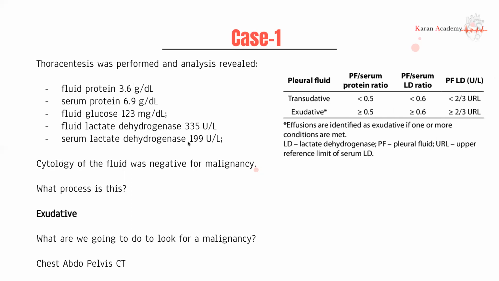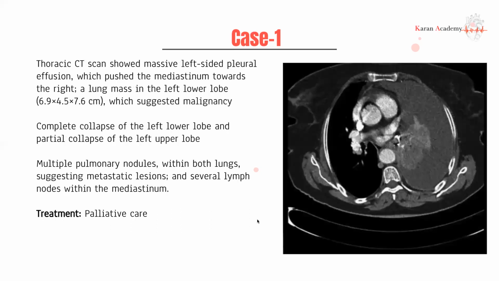And the same applies for serum lactate dehydrogenase and pleural fluid lactate dehydrogenase. We then also do cytology on the fluid, because often with malignancies, you can have these cancerous cells floating around in the pleural effusion, but we don't see anything. Now, what process is this? Exudative. And because we're worried about malignancy, what do we do? We do a chest abdo-pelvis CT scan. That's the investigation you should consider.